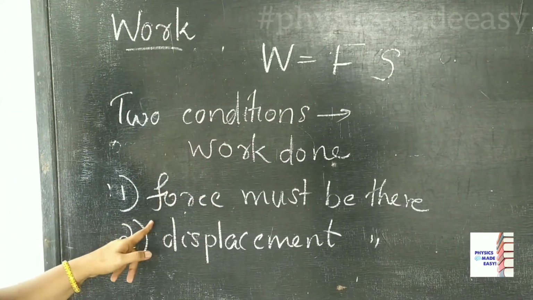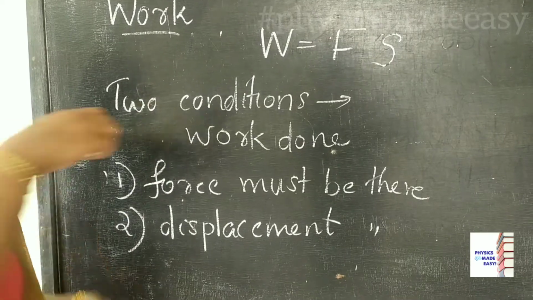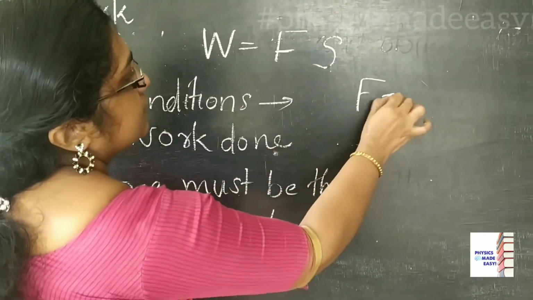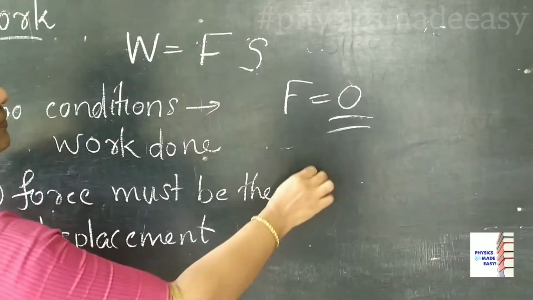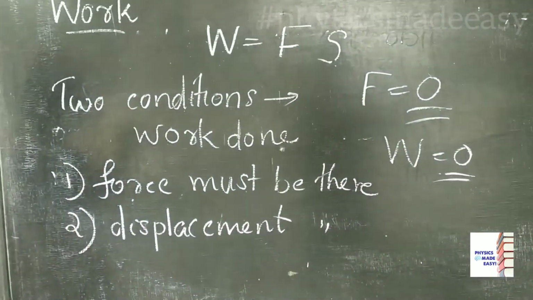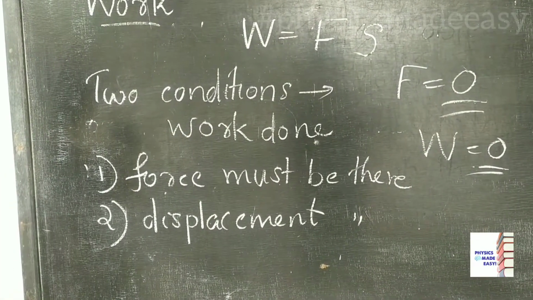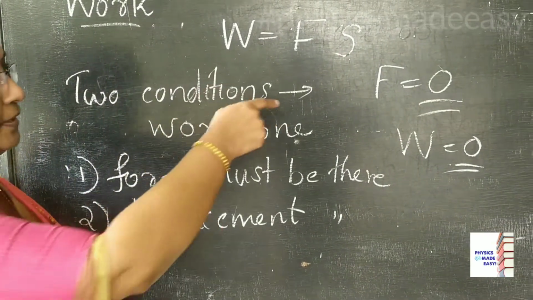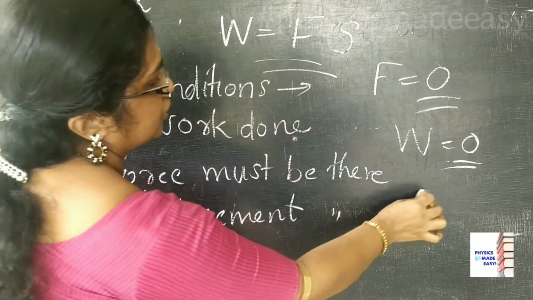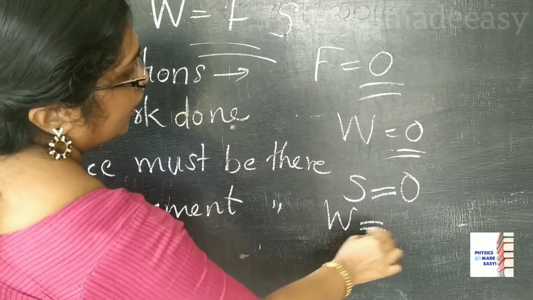So here you can see force must be there. If there is no force, what will happen? Let us see here. F is equal to 0. No force means work done will be 0. So the first condition, force must be there. Then the second condition, displacement should be there. Due to that force, the object should be displaced. In this equation we can say, children, S is equal to 0. No displacement means no work done.